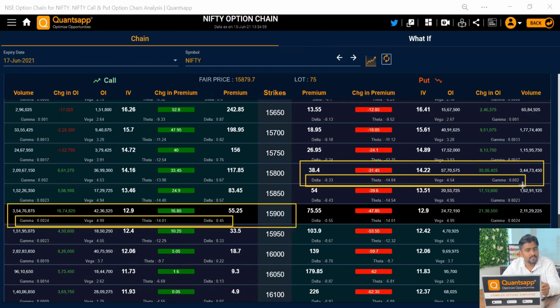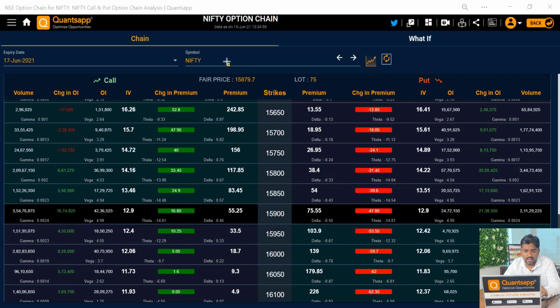So these values, if you're talking in terms of option Greeks, we get the values just in that row, only for that particular strike price. So the 15,900 call option has a delta of 0.45, theta is -14, vega is almost 5, and that is the gamma rate. So that's the rate we have from the option Greeks. That's all from here as of now.